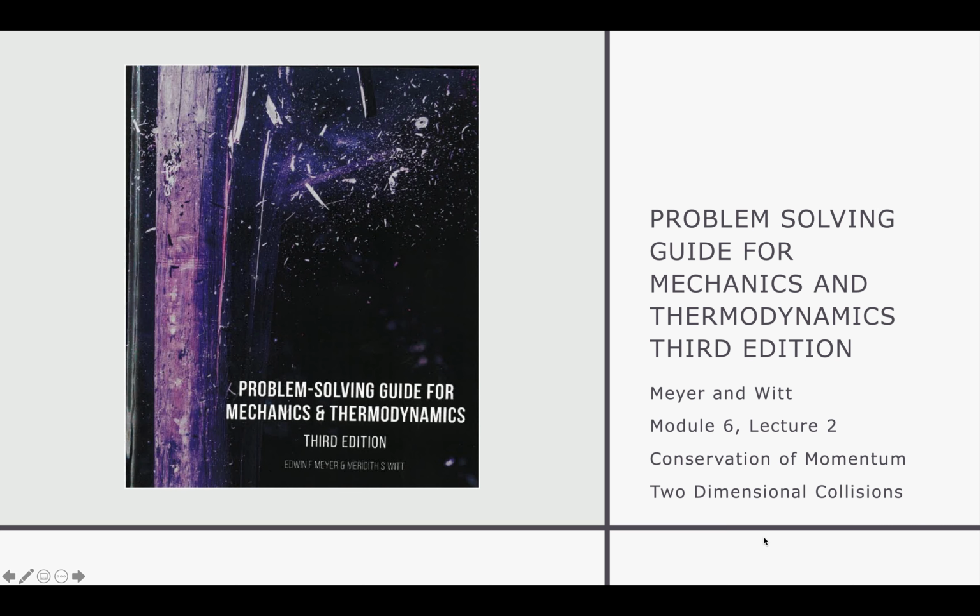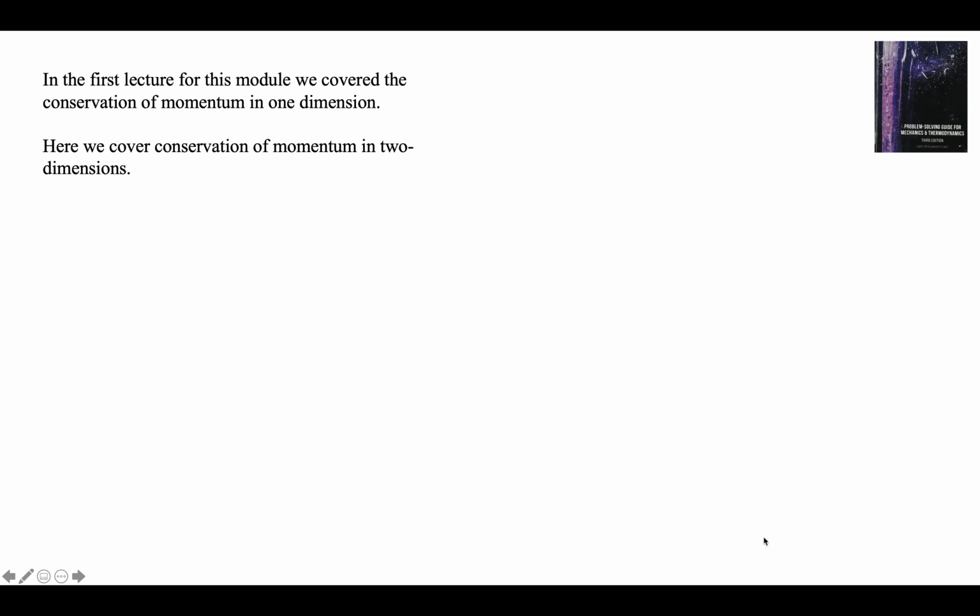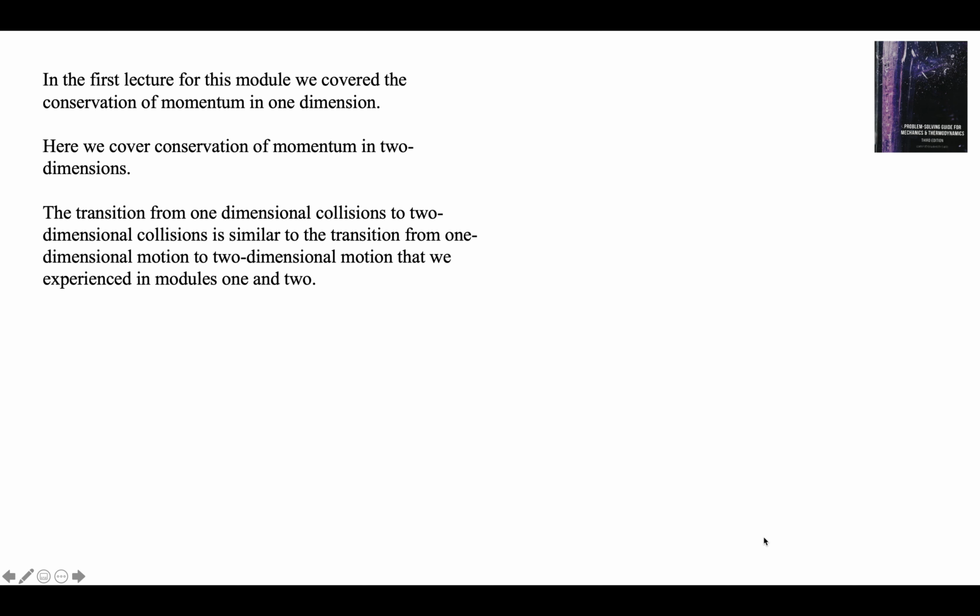This is Lecture 2 of Module 6 from the book Problem Solving Guide for Mechanics and Thermodynamics. The subject is two-dimensional collisions. Previously we covered one-dimensional collisions in a line. Here we cover collisions in a plane. So we will be using both the x and the y directions.